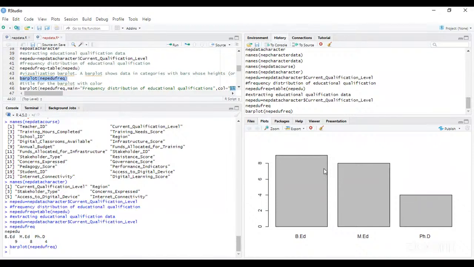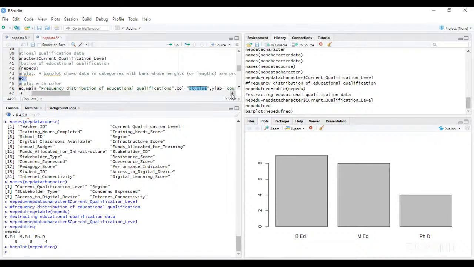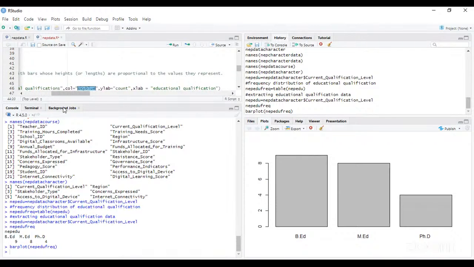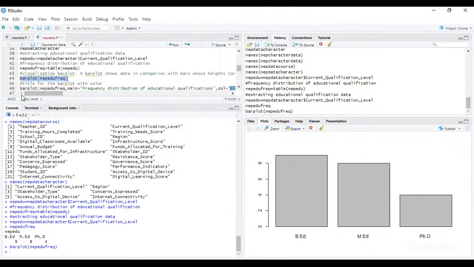There is a definition also given in the 43rd line. Can you please read it out for everyone? A bar plot shows data in categories with bars whose heights or lengths are proportional to the values they represent. Okay, categories. So there are three categories: B.Ed, M.Ed, PhD. And this is the height. By just looking at the bar plot, what is the height of B.Ed? It's more than 8, but it's not properly measured. So that is why more than 8 it is showing.